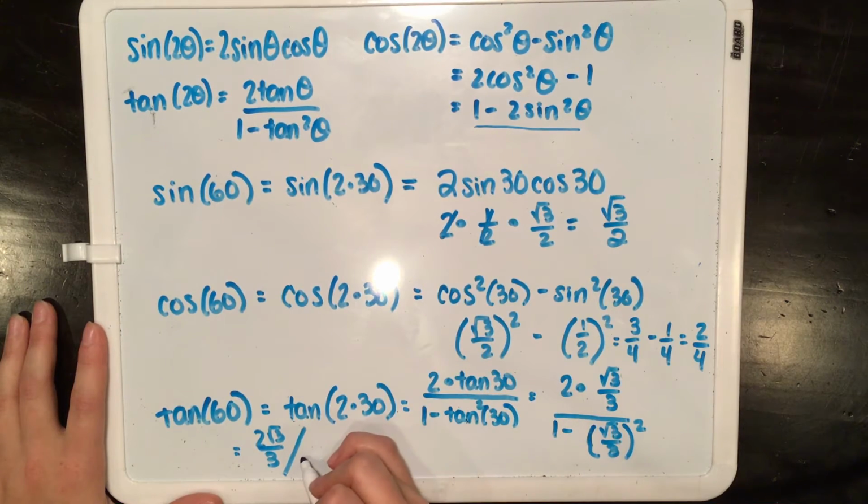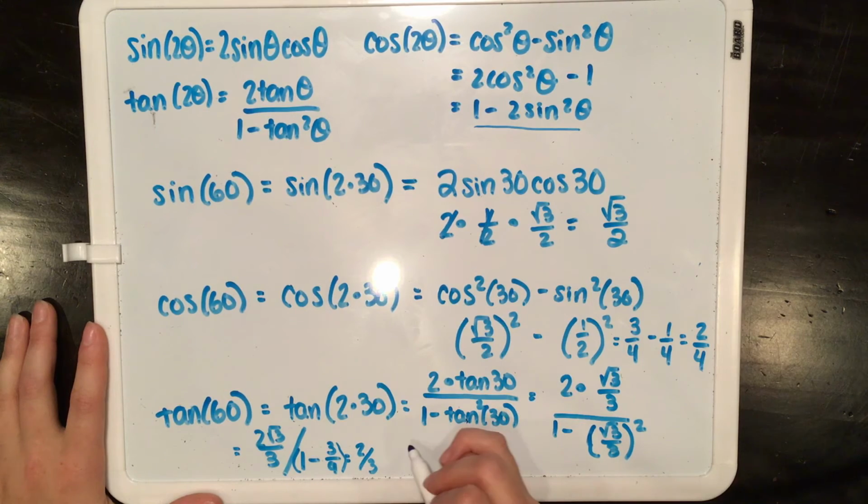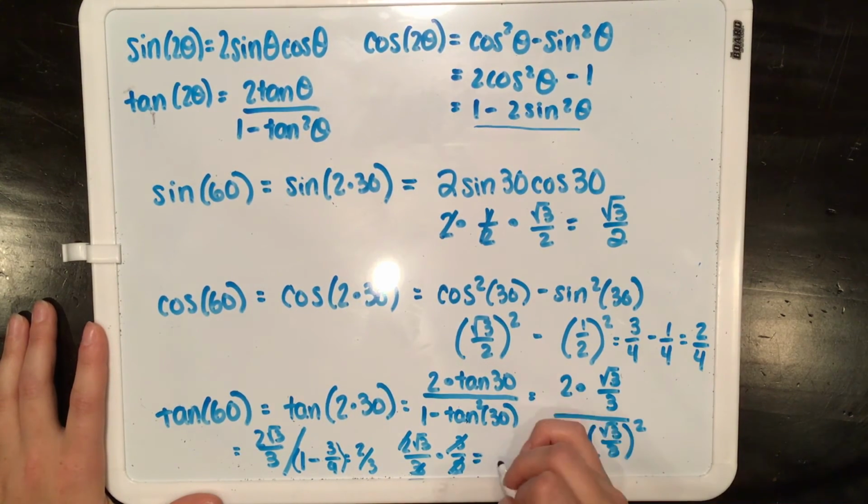We square the top and we square the bottom. 1 minus 3 over 9. So the bottom, the denominator of this fraction is 1 minus 3 over 9, and 3 over 9 is 1/3. So 1 minus 1/3 is 2/3. So we have 2 root 3 over 3 on top and 2/3 on the bottom, so we can flip the denominator and multiply. Our 3's cancel, our 2's cancel, and we're just left with the square root of 3. And from our unit circle, we know that the tangent of 60 is in fact the square root of 3. So you can use the double angle formulas to verify certain angle measures.